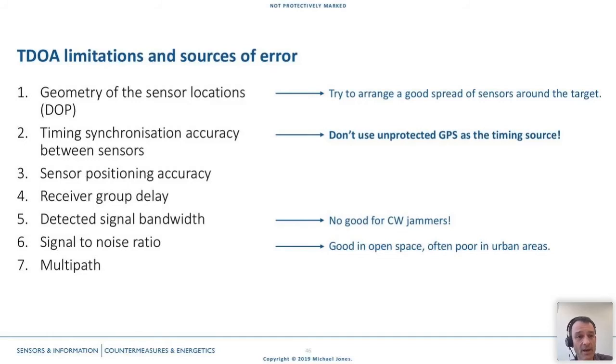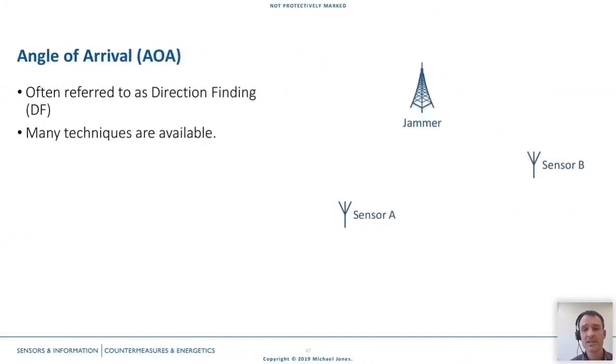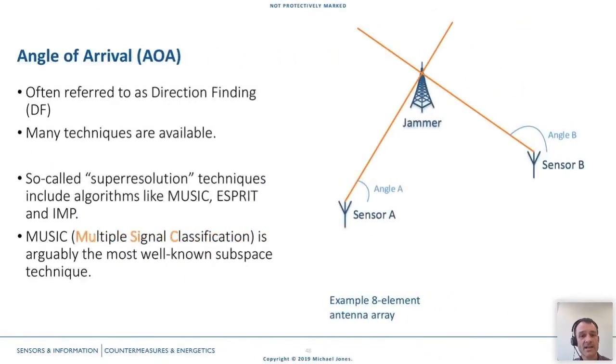Okay, so that's TDOA. Let's look at another technique, which is angle of arrival. And this is the other really common one. This is often referred to as direction finding. There are lots of ways of doing this, but essentially, given a couple of sensors or several sensors, you're trying to measure the angle of arrival from that sensor to the jammer. So in this case, we've got 2 sensors, A and B, and we're measuring the direction of arrival of that jamming signal or that spoofing signal to each of your sensors. And then once you've got that line of bearing, you can do triangulation in this case and geolocate the jammer in that way.